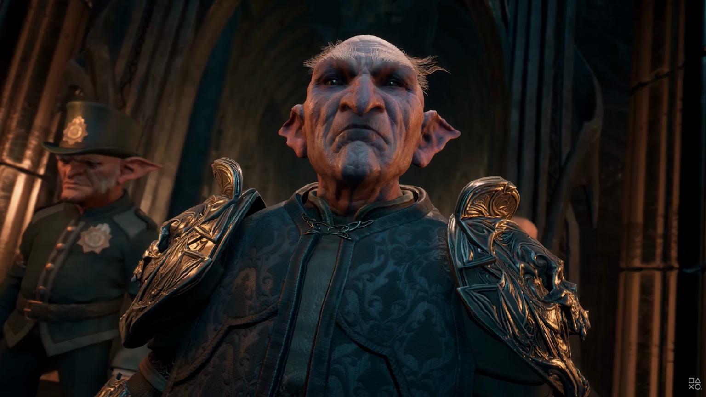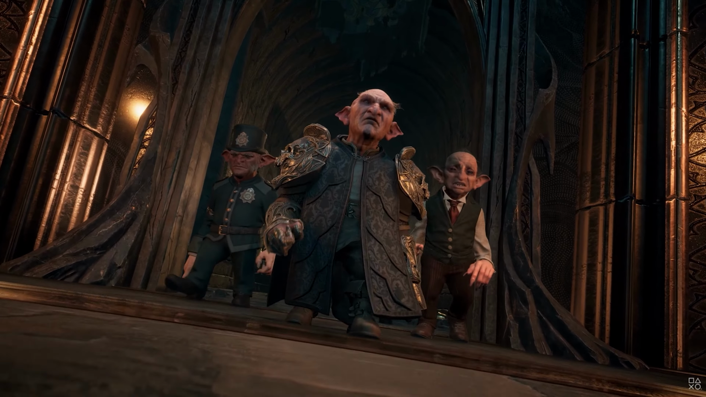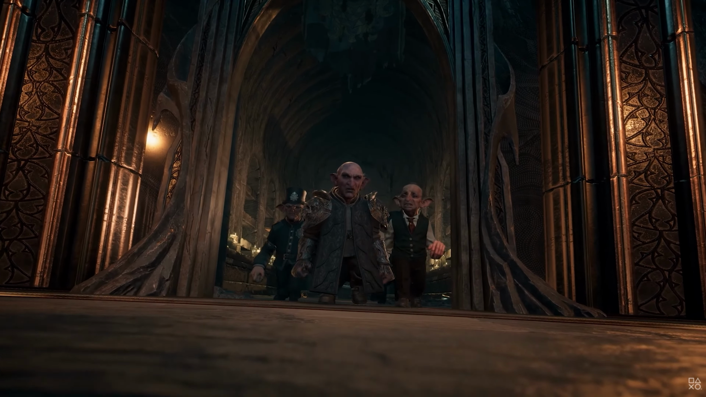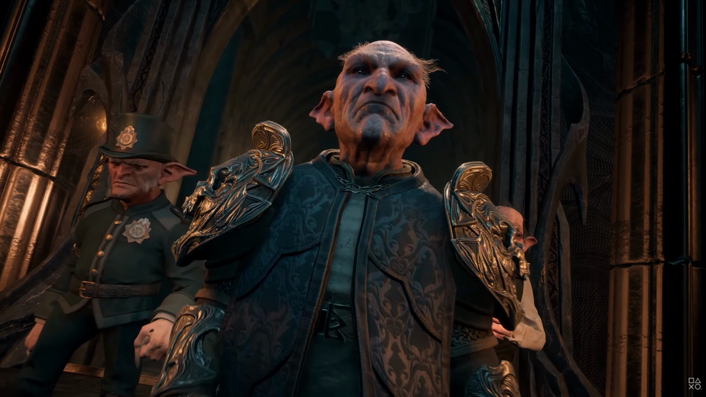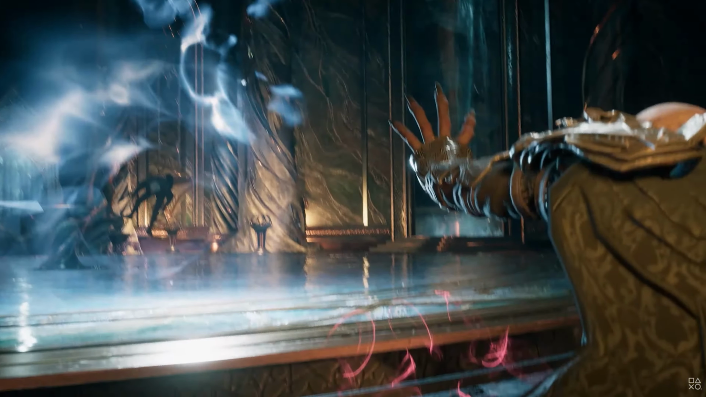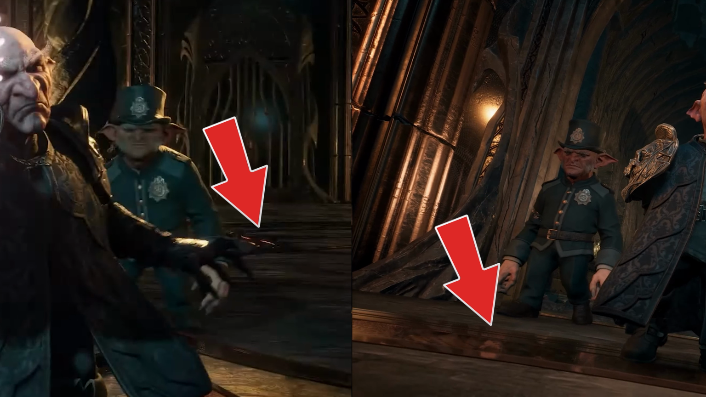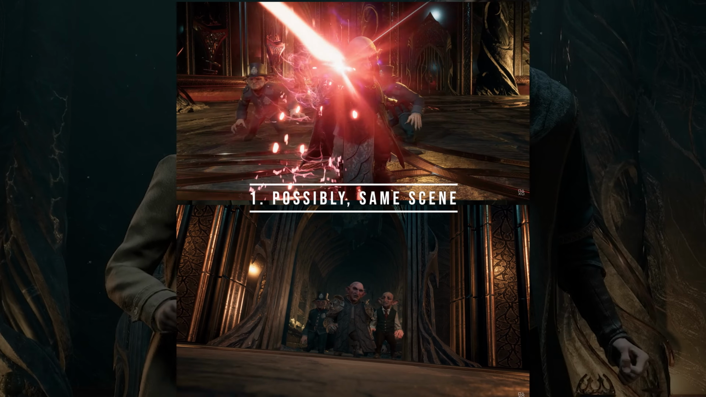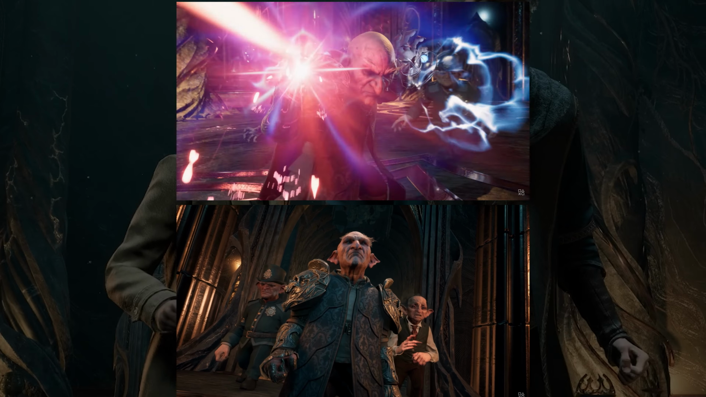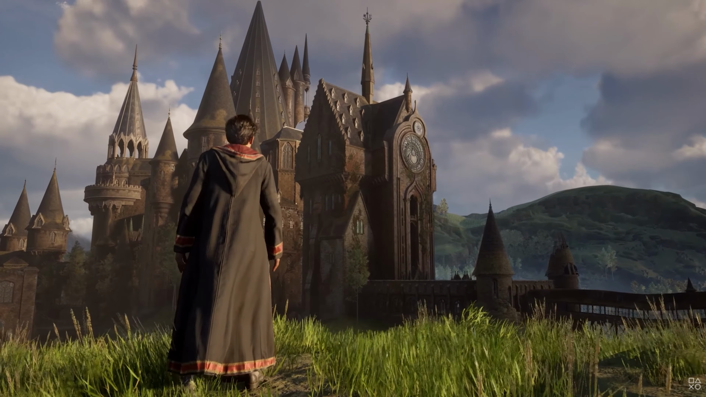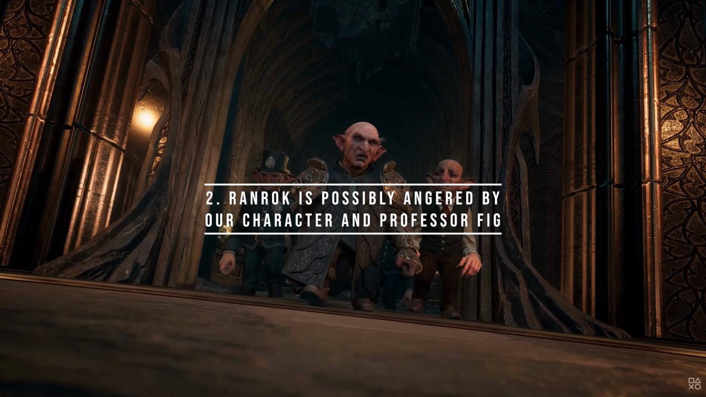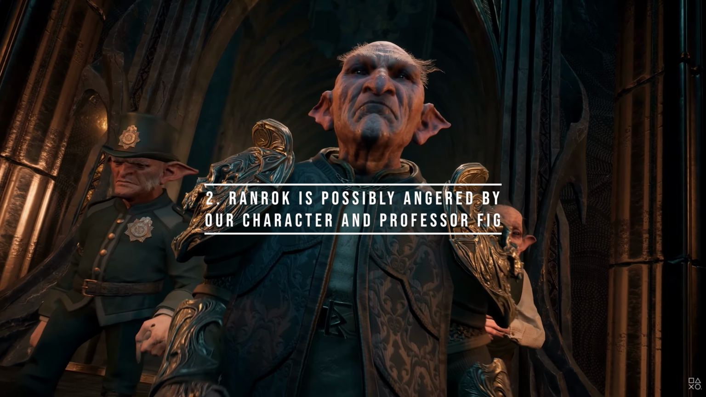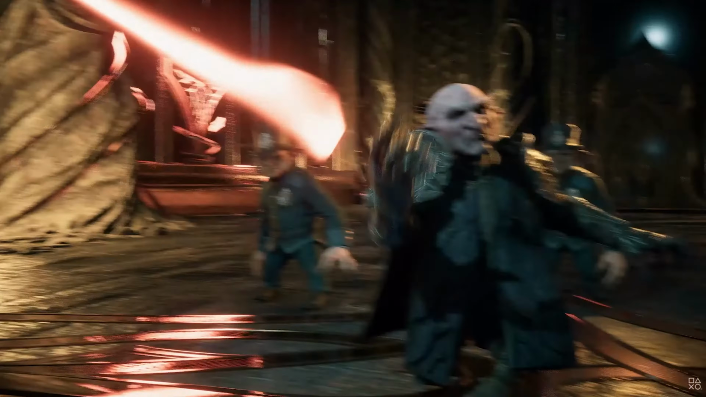Ranrok is mad, so mad that he's even scaring the goblin on the right side of the scene. Now, if you look around, you'll also notice it's the same room as when Fig gets blown back. The details on the floor are the same, but more importantly is the exact same door based on its design. Meaning, 1, these 2 scenes are the same scene, just cut and pasted in different sections of the Hogwarts Legacy trailer. And 2, Ranrok is mad at us and Professor Fig. So that answers the why. Why is this happening, right?